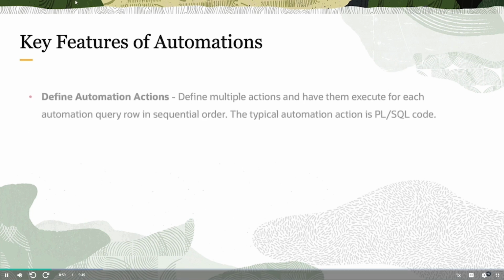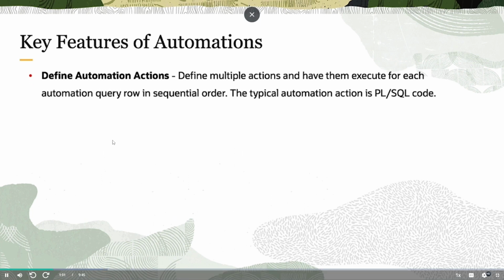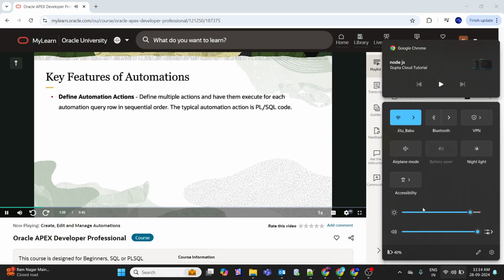Key features of automations. Define automation actions. Define multiple actions and have them executed for each automation query row in a sequential order.